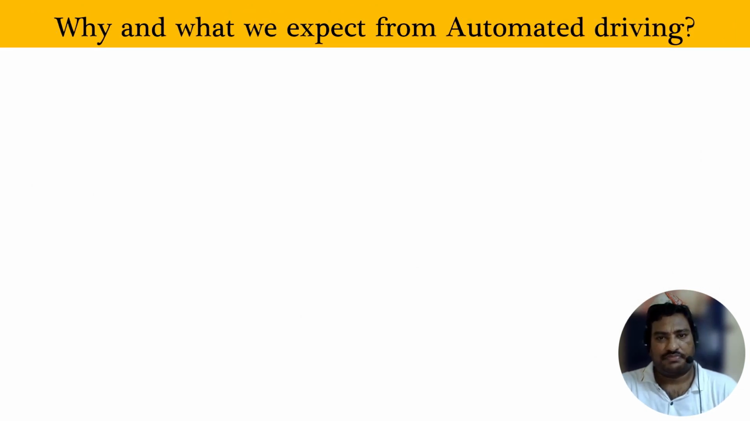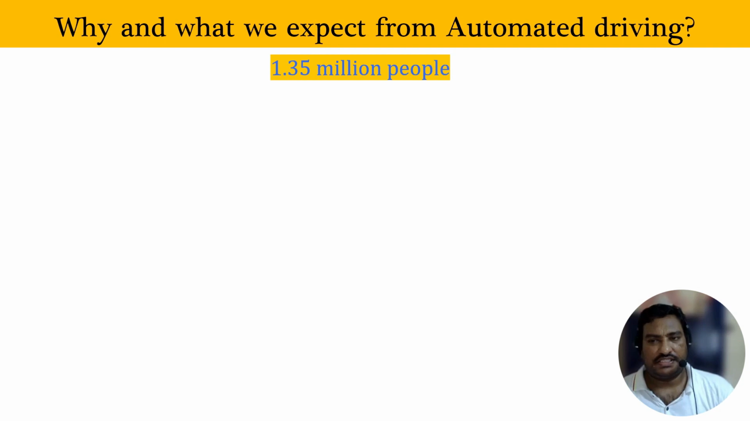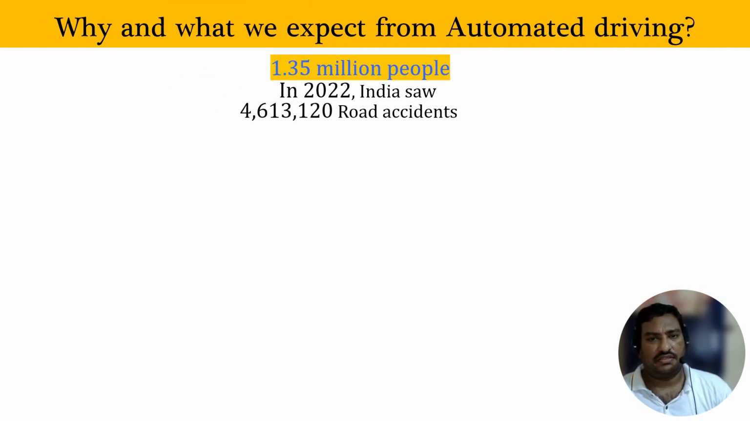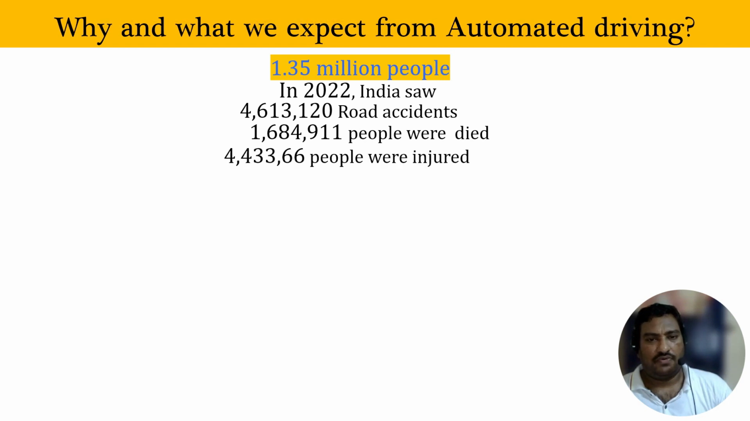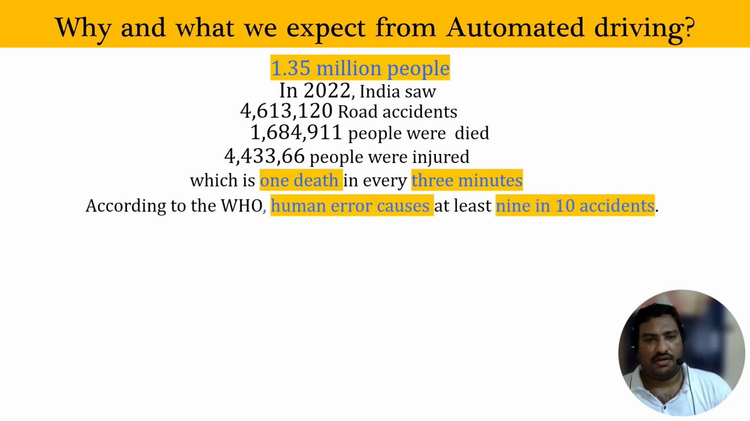Why and what we expect from automated driving. Based on the CDC, Center for Disease Control, around 1.35 million people die every year from road accidents. In 2022, India saw more than 46 lakh road accidents. In that, more than 16 lakh people died and more than 4 lakh people were injured, which is one death every 3 minutes. According to WHO, out of 10 accidents, 9 are due to human error. That is why we need autonomous driving.